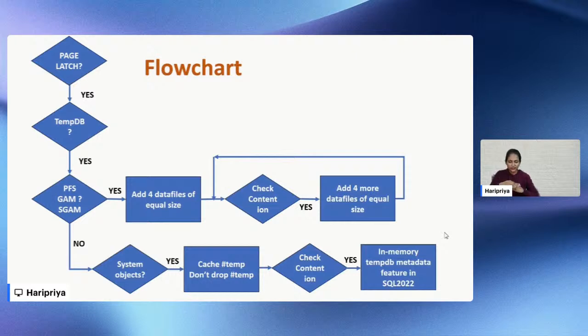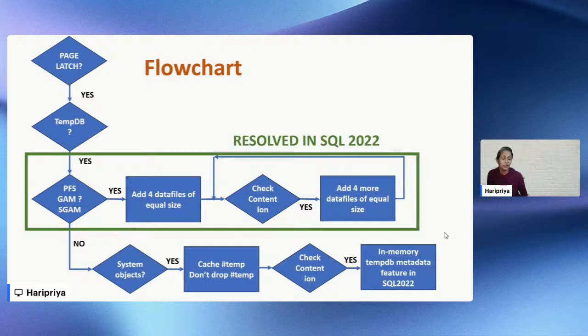So these are the 2 different directions that you have to take if you see page latches on PFS, GAM, SGAM, or you see page latches on system objects. This is the important part. Only the one in the green box is resolved in 22. You don't have to address it if you're on the 22 version. Just don't even think about it because that's resolved. But this part below, the metadata contention, still exists and you have to manually address it.